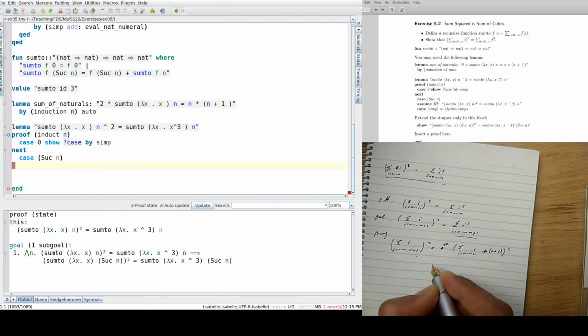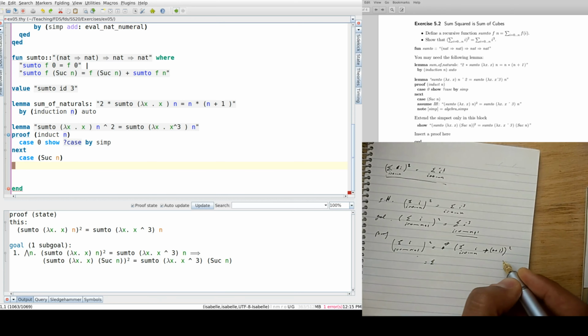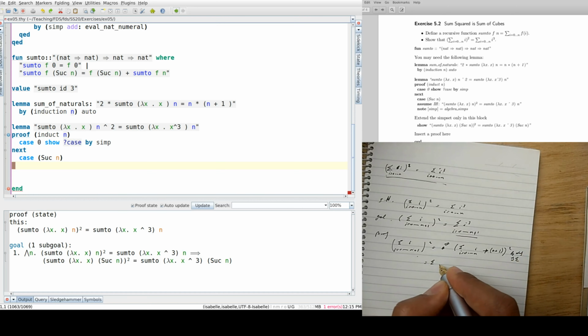Okay, so here the first step to do that is this, and then the second step is to just do the binomial expansion of that. So here, I'll just say this is by the definition of this sum, and then this one is going to be the binomial expansion.